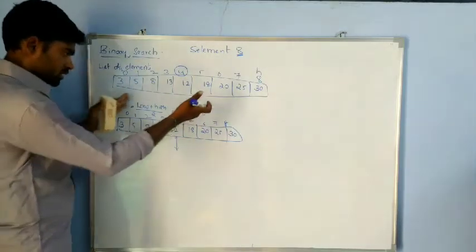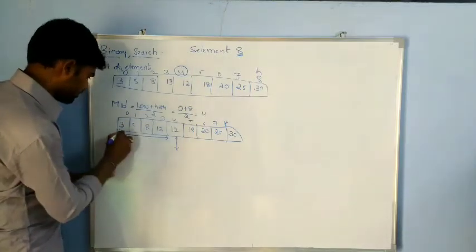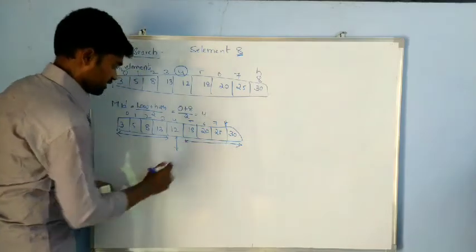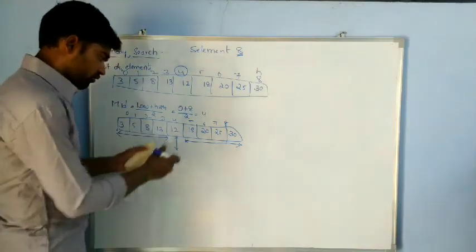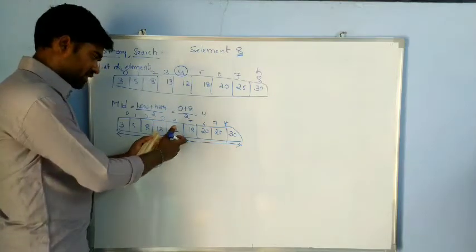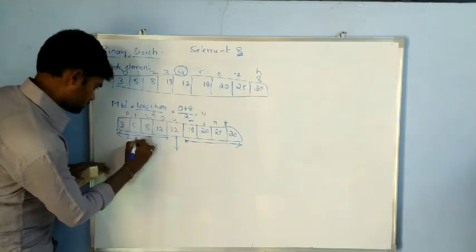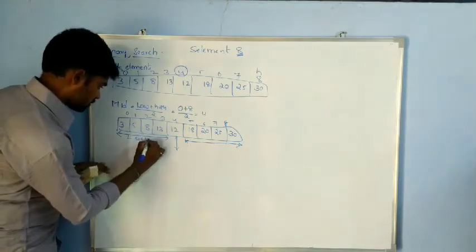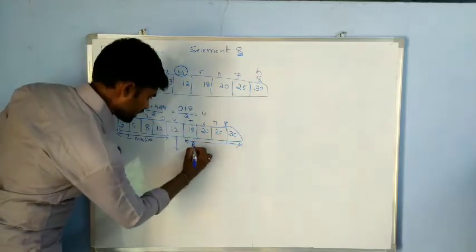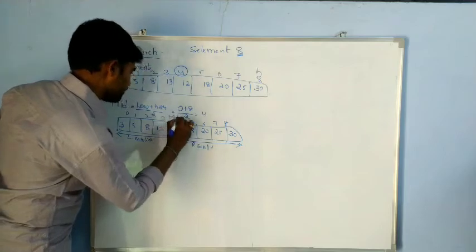Now what will happen? Whenever you find the mid element, the list of elements is divided into sublists: one is the left sublist, another is the right sublist. If the search element is less than the middle element, then we move to the left sublist. When the search element is greater than the middle element, then we move to the right sublist. So now this is the mid.